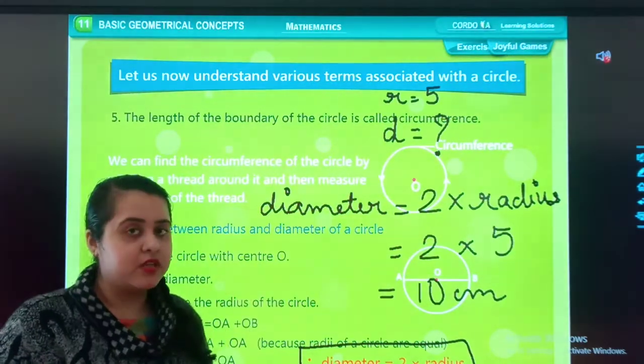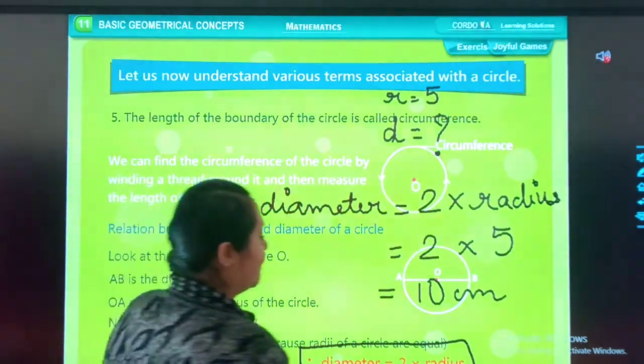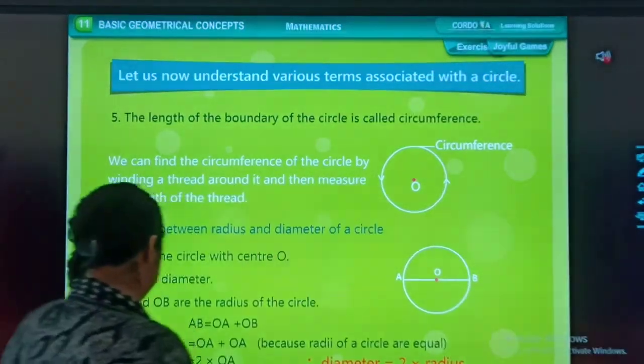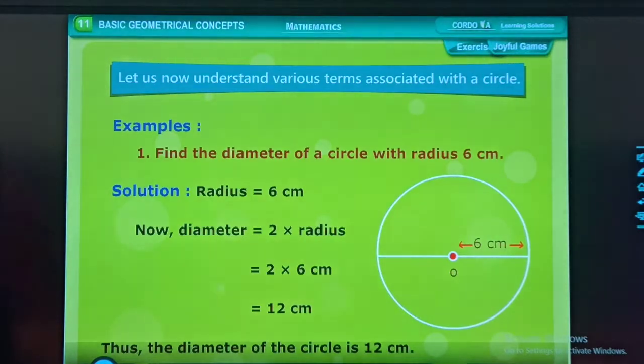The main formula: diameter equals 2 into radius. Okay, students? Example. Find the diameter of a circle with radius 6 centimeter.